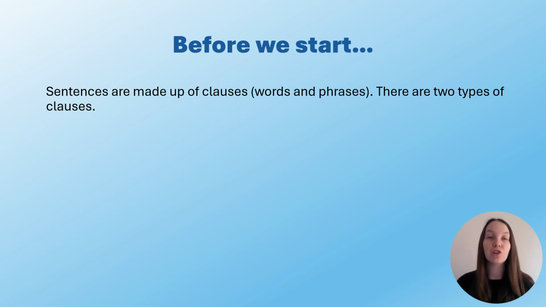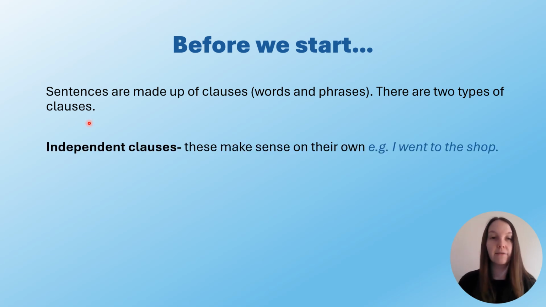Just before we start, in order to understand this lesson, you also need to understand another concept. Sentences are made up of clauses. These are the words and phrases. And there are two types of clauses. We have independent clauses. These make sense on their own. So this is an example of an independent clause.